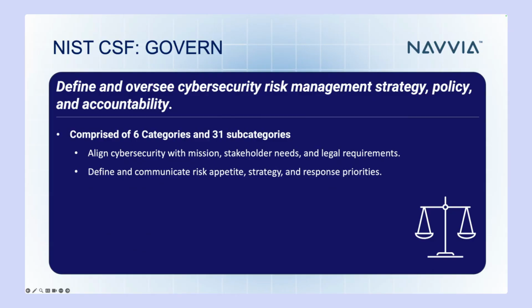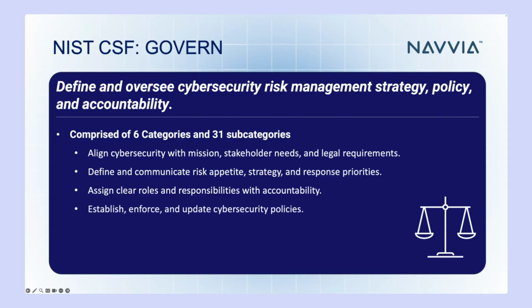You want to be able to define and communicate the risk appetite. So what are we willing to accept as risk, the strategy for dealing with that risk, and how we're going to prioritize our responses to those risks. You want to make sure there's clear roles and responsibilities with accountability. This really comes down to things around the culture of your organization. It comes down to, do people have the right skill sets? Are those roles and responsibilities clearly communicated? Do the people have the tools at their disposal to perform their responsibilities?